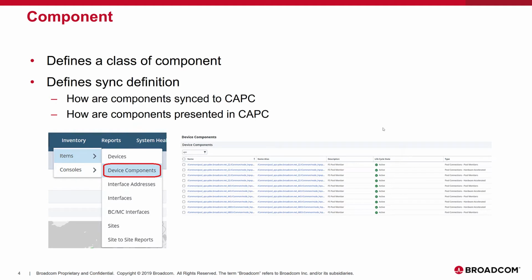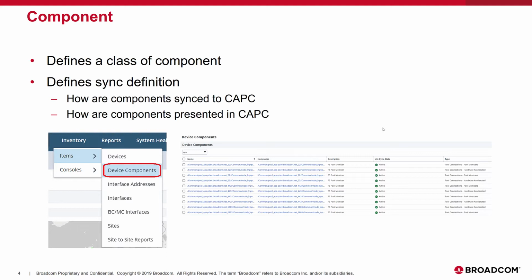A component basically defines what the class of the component is when it's discovered on the data aggregator as a component, and then it syncs over into Performance Center. It defines what the class is for that component that's synced over to CAPC, and also it defines whether a component is synced over to CAPC and how it is synced over. So essentially, it's responsible for the sync definition between the DA, the data aggregator, and CAPC, right? And how it is represented within CAPC.